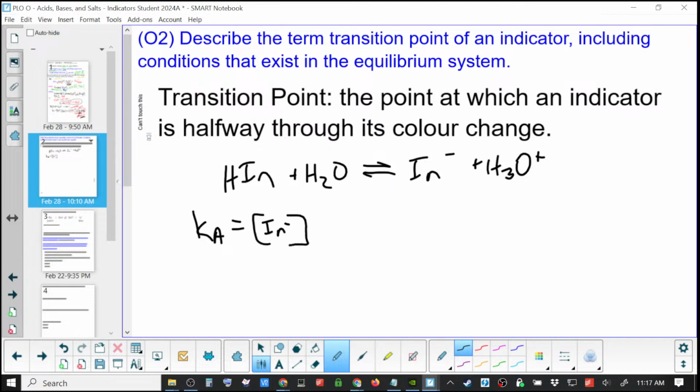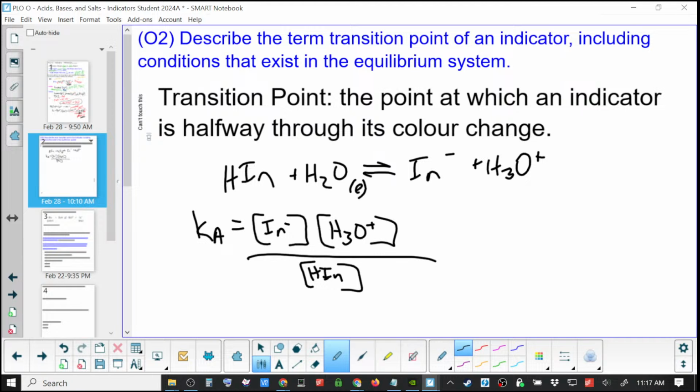Is this right? I think this is over HIN. Excellent. You are correct. Why didn't you include water? Because we don't include water. It's a liquid. It's not aqueous. Excellent.